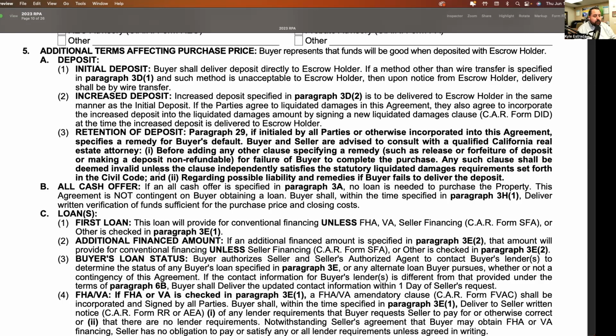So what they're saying there basically is, look, we could agree when we accept your offer that you're going to put a personal check as your deposit. Well, if for some reason when we accept everything and we get to escrow and we give them a copy of the offer and escrow sees that it's a personal check and escrow says, I'm sorry, we won't accept personal checks, then it automatically reverts back to wire transfer. Okay, that's what paragraph 5A is saying right there.